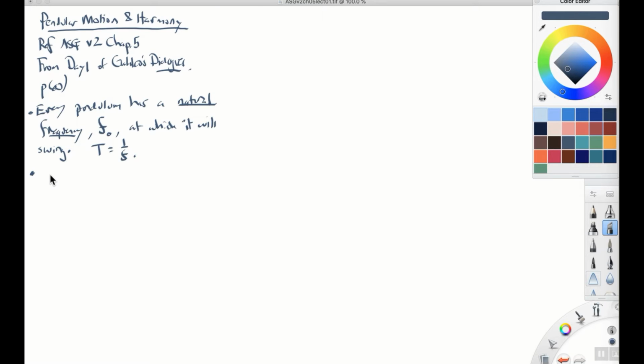And here's the other point that he makes. He says that if you want to get a pendulum swinging, the best way to do that is to drive it at its natural frequency. So if driven or pushed at its natural frequency, I'll be more specific in a moment, then its amplitude will increase.